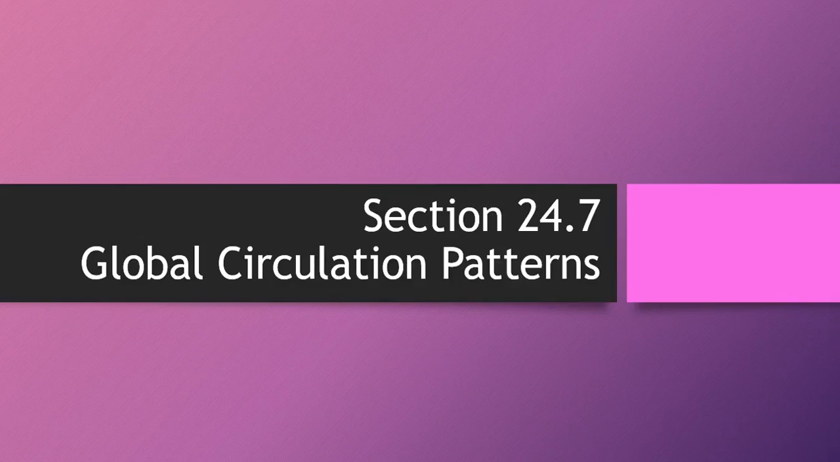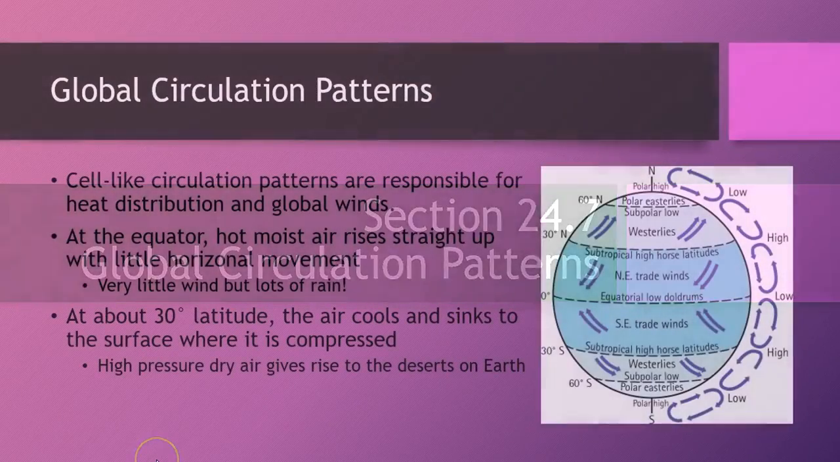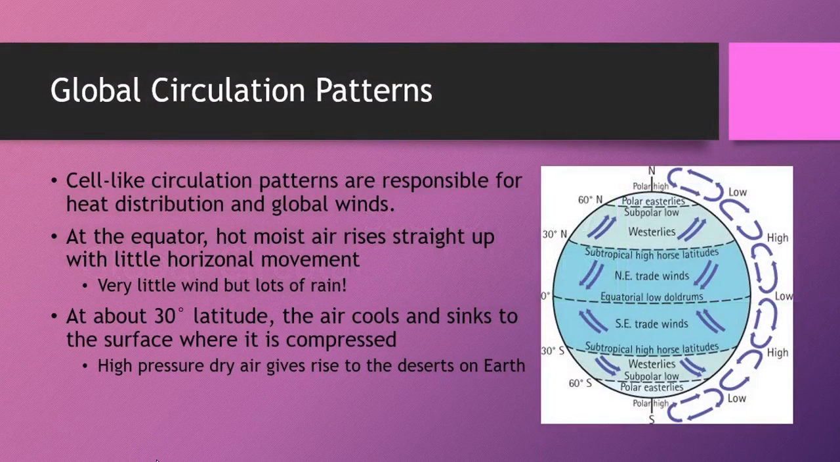Section 24.7 Global Circulation Patterns. Cell-like circulation patterns are responsible for heat distribution and global winds on the Earth. At the equator, you have hot, moist air that rises straight up with very little horizontal movement. Because of this, you get very little wind near the equator, but you get lots of rain. And so you find that you have a lot of rainforests and things in this general area.